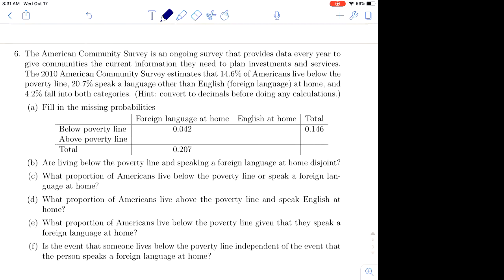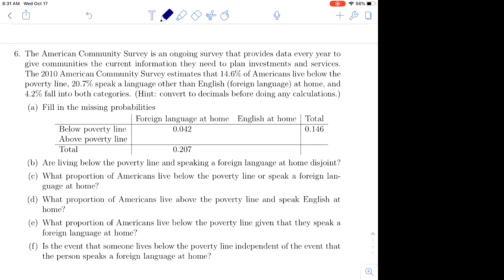Okay, and so if 14.6% of Americans live below the poverty line, the probability of an American living below the poverty line is 0.146, 14.6%. You know what I mean, okay? Then it goes on to say that 20.7% speak a language other than English, so a foreign language at home, and 4.2% fall into both categories.